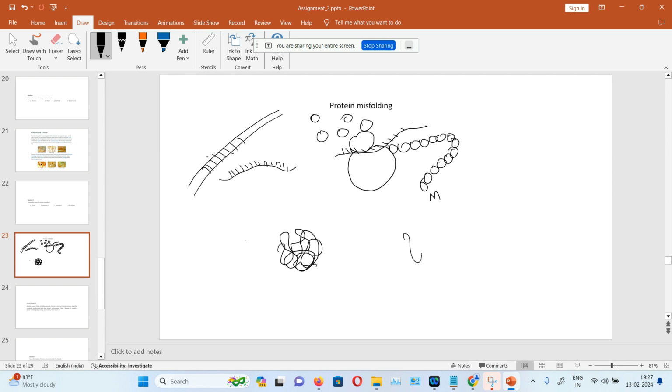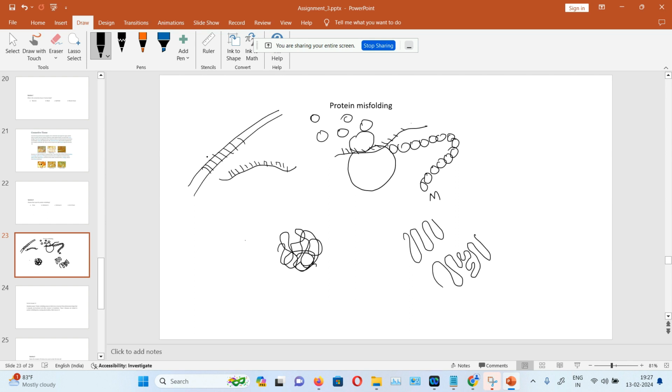So what happens is that the protein should be folded in this way, and instead of folding in that way, one protein is folding something like that way. So if it folds differently than the original shape, this protein either will not function at all or it can do some harm to the organism.